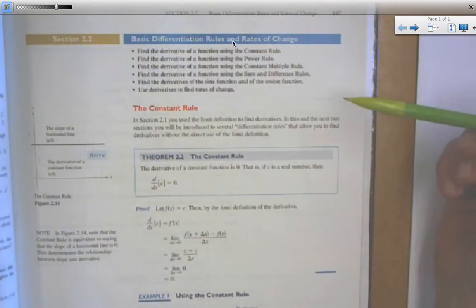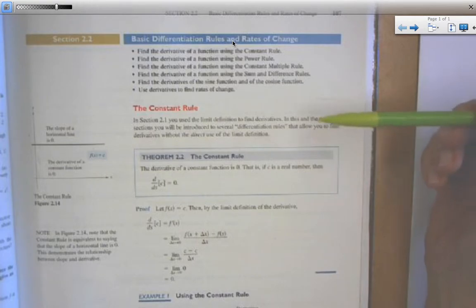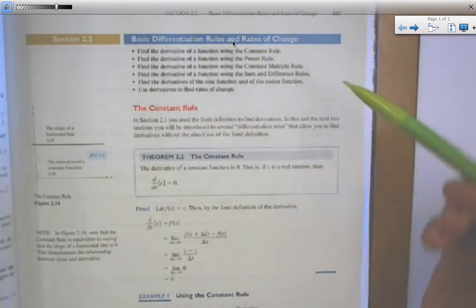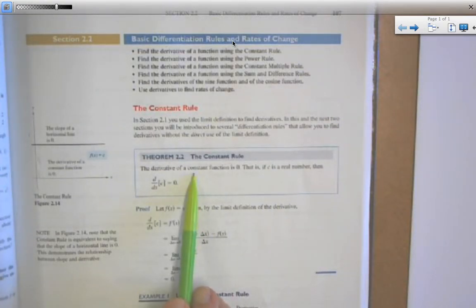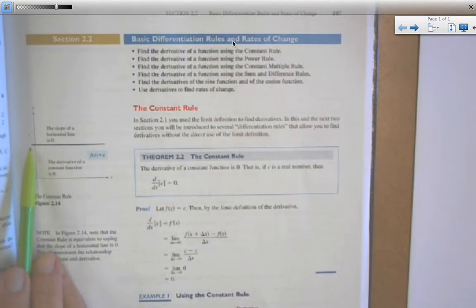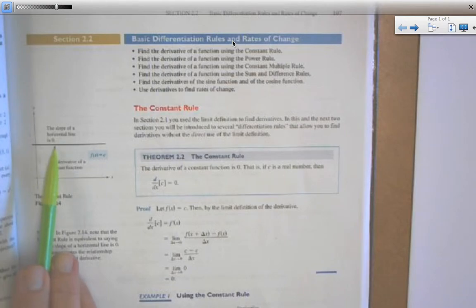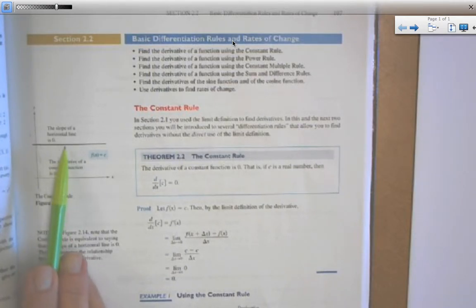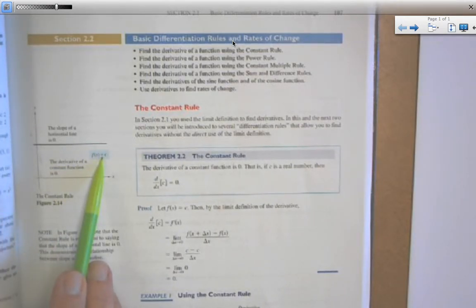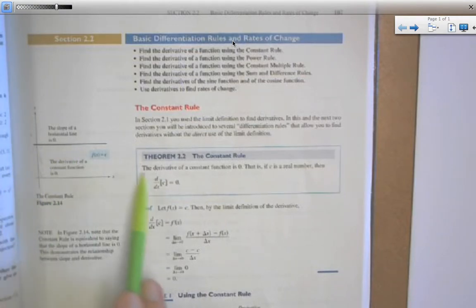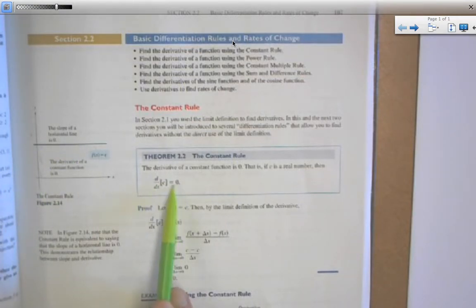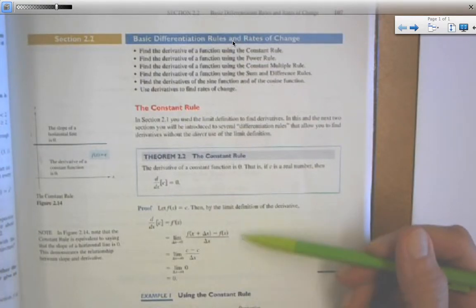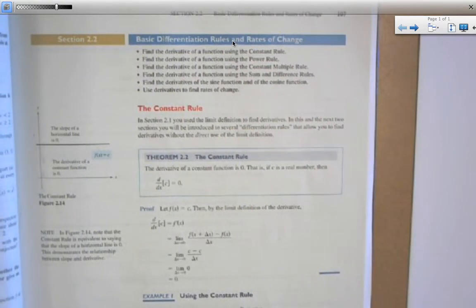So the first rule, the constant rule, is the derivative of a constant. Now remember, a derivative just means slope of the tangent line. So if you were to sketch a tangent line along this constant, y equals c, the slope would always be what? 0. So the derivative of a constant is 0. And then they go through the limit process to show you that the derivative of a constant is 0.